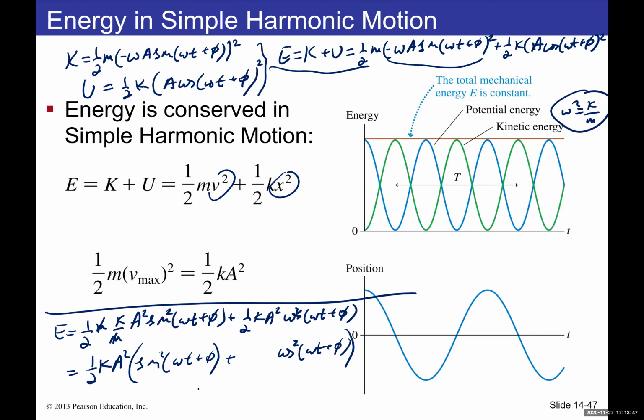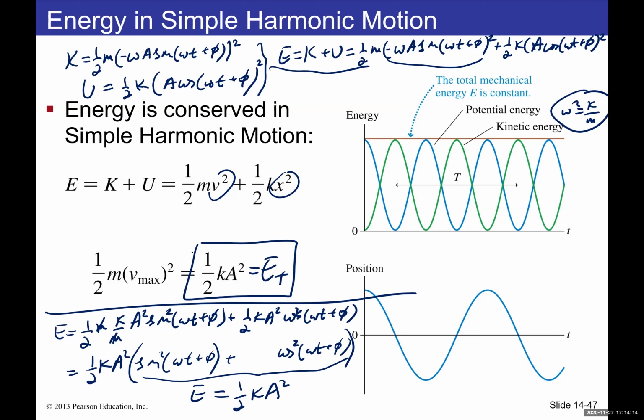Sine of omega t plus phi, sine squared of omega t plus phi, plus cosine squared of omega t plus phi. And if you remember your trig identities, that equals 1. That means total energy is equal to 1/2 ka squared, and that's what I have. So that's one of the ways we can write the total energy of the system when it's purely potential energy.